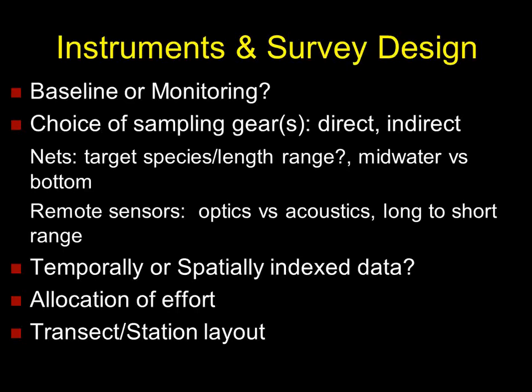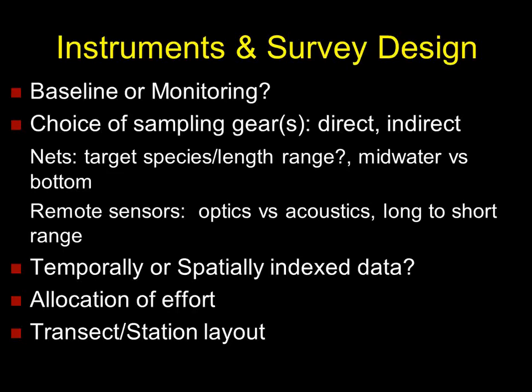For our instruments and survey design, is this a baseline project, a BACI type issue, or are you actually monitoring either pre or post installation at a particular site? Are you going to be using direct sampling gears such as nets or pumps, or indirect samplers such as remote sensors, with acoustics or optics the two most obvious choices? With nets, what sort of target species are there and the length ranges which you hope to capture? Are you interested in animals that occupy the water column or those that are near or on bottom? We've heard examples of both today.